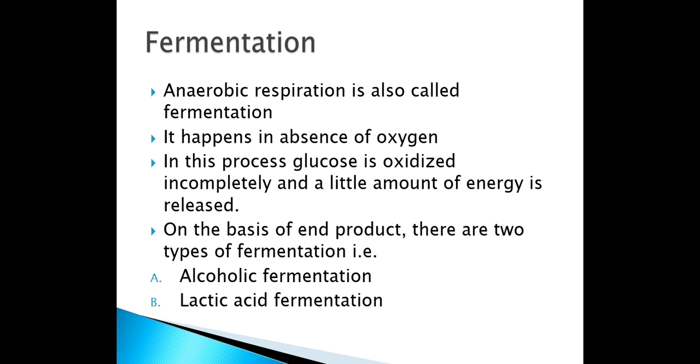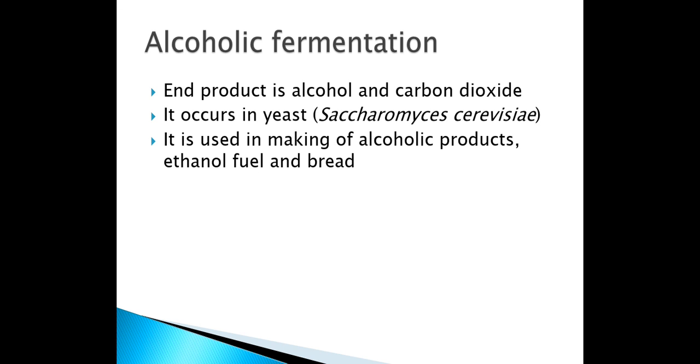On the basis of end product, there are two types of anaerobic respiration, or two types of fermentation. That is alcoholic fermentation and lactic acid fermentation. The type of fermentation in which the end products are alcohol and carbon dioxide is called alcoholic fermentation. It occurs in yeast. You know, yeast is a microorganism whose biological name is Saccharomyces cerevisiae. It is used in making alcoholic products, ethanol, fuel and bread.